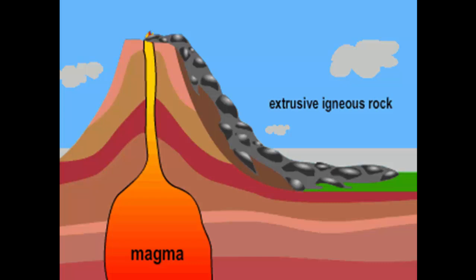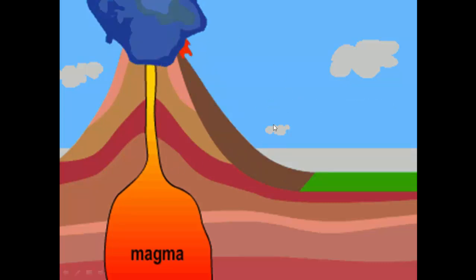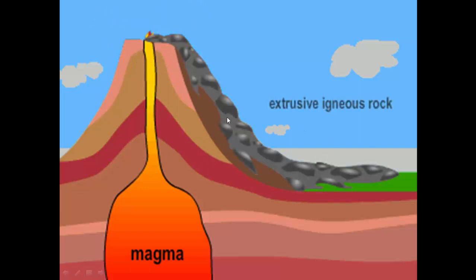So I repeat again, intrusive igneous rock if the magma cools down under the surface of the earth, okay? While extrusive igneous rock if the lava cools down outside of the volcano. That we call extrusive igneous rock.